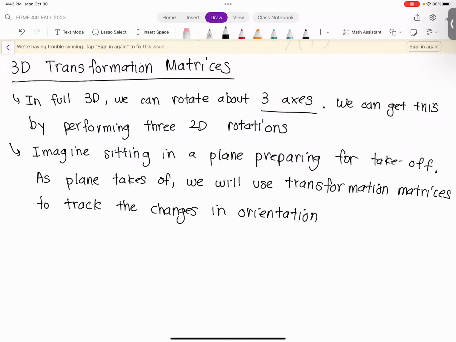Okay. And if you're familiar with aeronautic terminology, we're basically going to be tracking the yaw, the pitch, and the roll. But if you haven't heard those terms, then don't worry about it. It's not important for this class, but some people have heard of it, so I thought I'd make that connection.